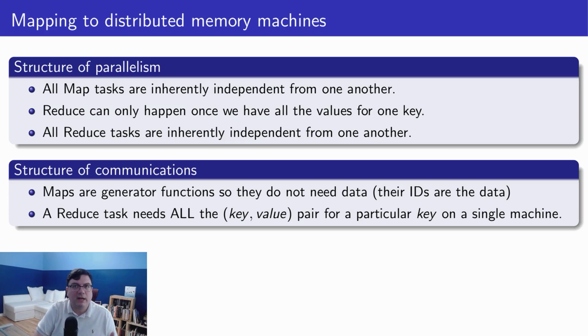Each map task is completely independent from the other map tasks in the same stage. And the only piece of information a map task needs is its own input. Tasks in a reduce stage are also completely independent from one another. The computation in a reduce task only depends on the values associated with that key.